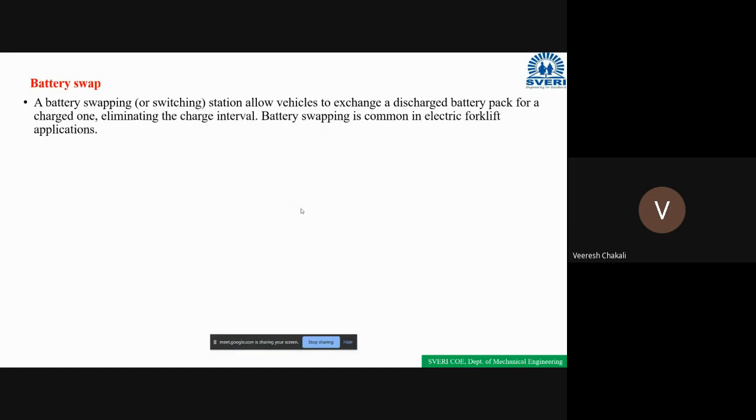So one more type of charging station is there. What is that? Battery swap. Battery swap is nothing but, can anybody say? Are you there online, please? All of you there? Yes, sir. What is battery swap?